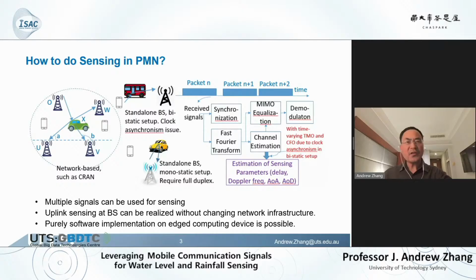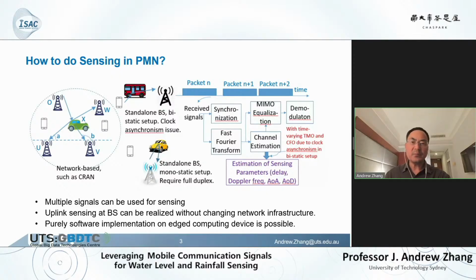So in my last lecture, I already provided a detailed introduction on the so-called Perceptive Mobile Network, where the ISAC technology is systematically applied in the mobile network. To realize sensing, basically we can have 3 approaches. One is standalone base station based and using monostatic sensing. So the base station, for example, receives the reflected echo of its transmitted signal for sensing, right?